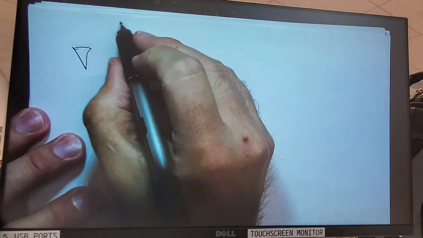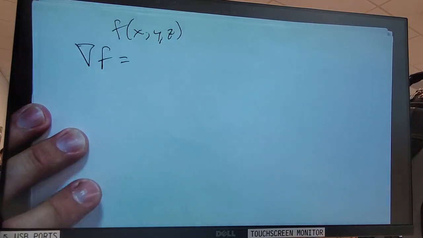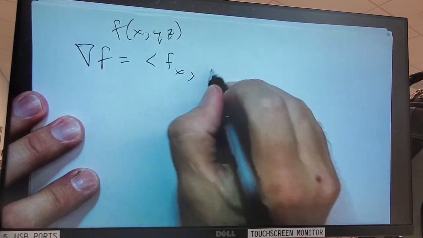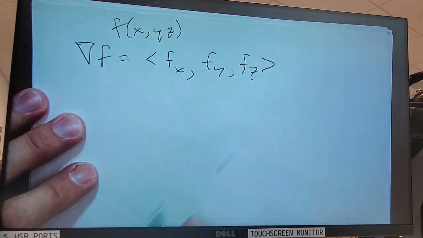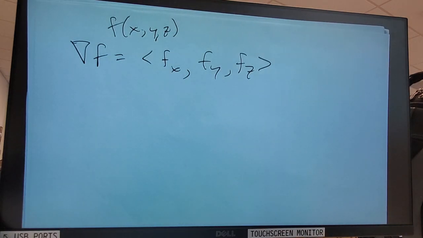And if I have f of x, y, z, what was delta f? Does anyone remember? f_x, f_y, f_z. This is a scalar function. What does that mean? That means for any input, I get a number answer. If I have number inputs, I get a number answer. What is del f? What's the gradient of f? What kind of thing is it? Is it scalar? It's a vector. Cool.